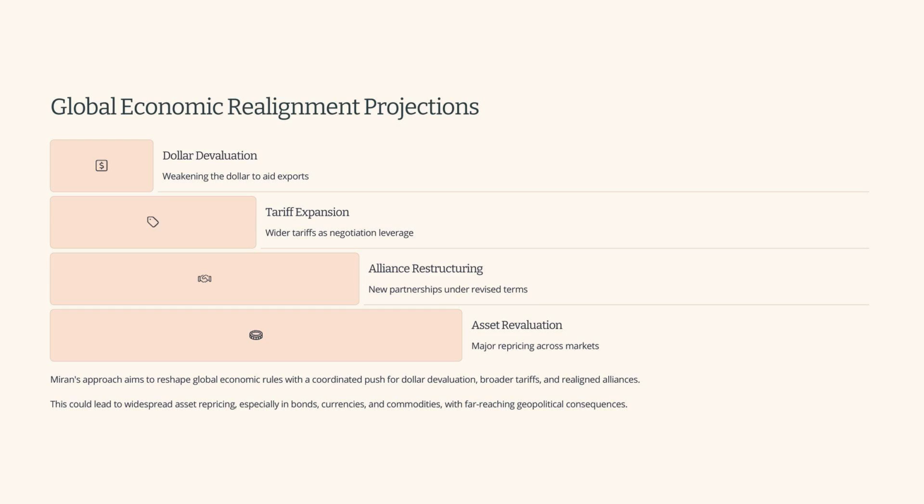Miran's approach aims to reshape global economic rules with a coordinated push for these changes, potentially leading to widespread asset repricing and far-reaching geopolitical consequences. This isn't just about economics. It's about reshaping the global order, with the United States demanding a more balanced playing field.